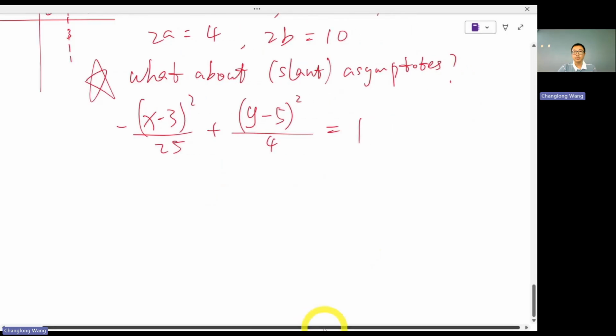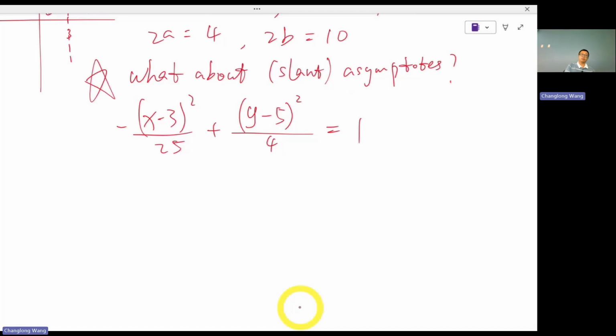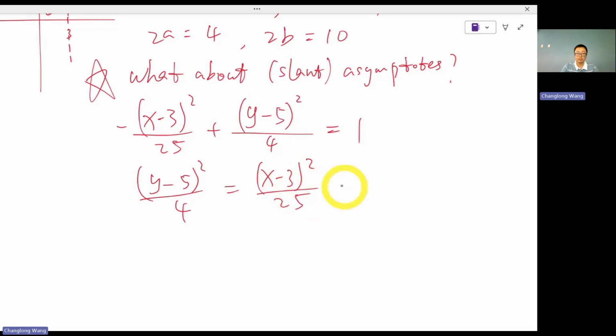What's the first step to do the logic, assuming y and x are big? You just separate the y and x, right? So let's go ahead and throw this guy to the right-hand side. If you want, you can do the other side, but why bother, right? So throw the negative term to the other side. So (y minus 5) squared over 4 equals (x minus 3) squared over 25, right, plus 1. Are you guys okay with that?